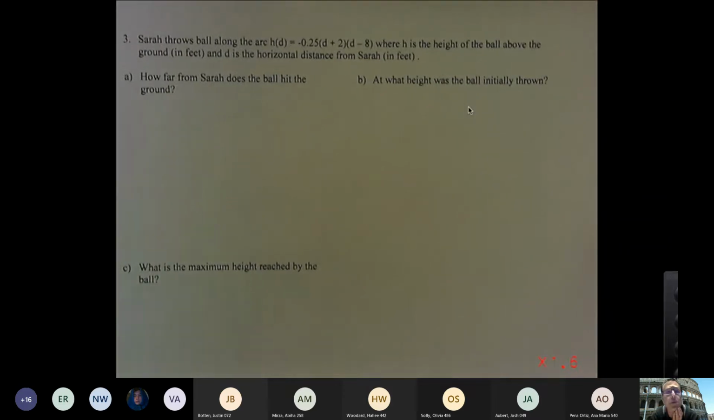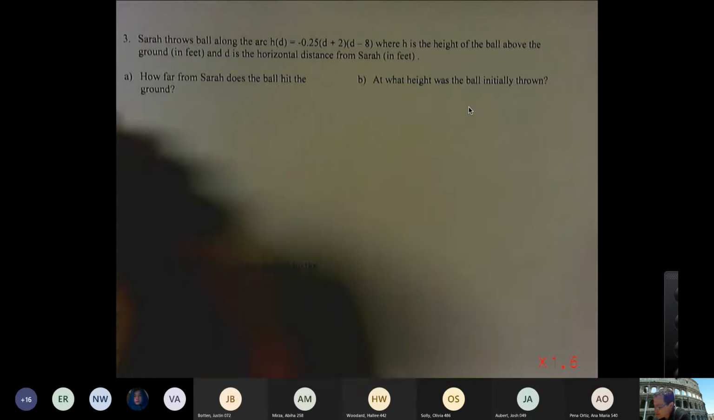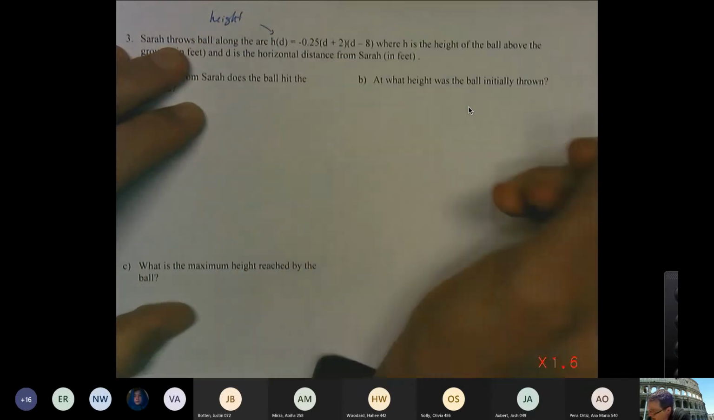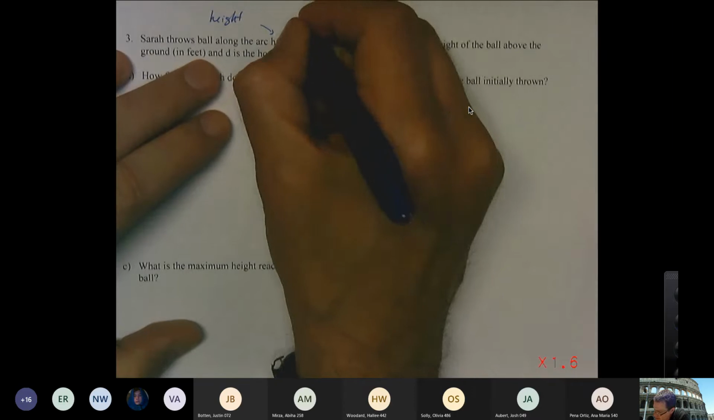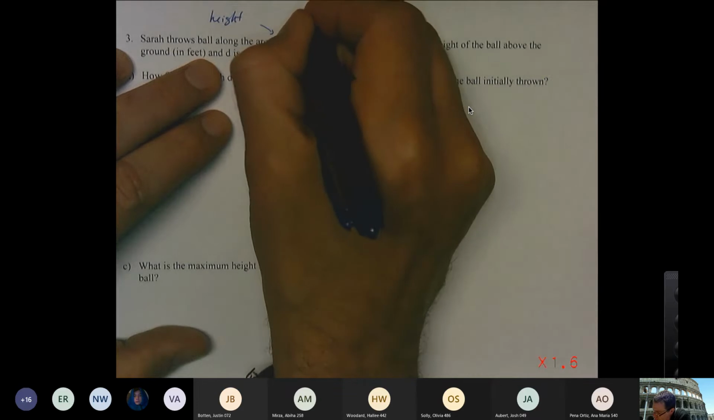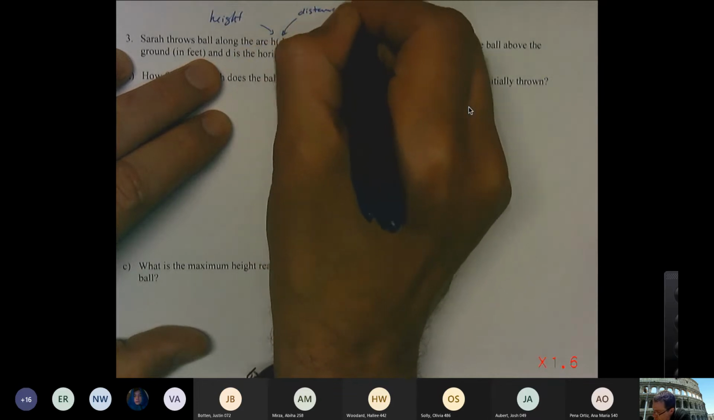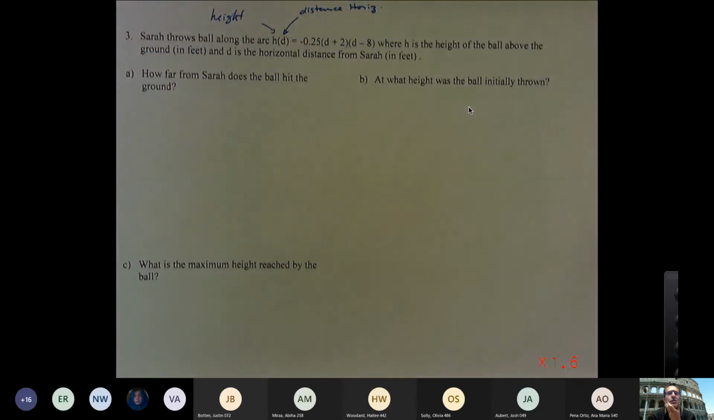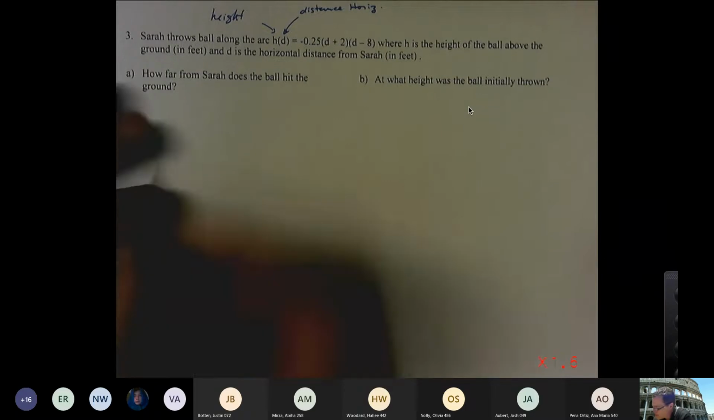So Sarah throws a ball along an arc that's given by h of d. So the function is h, and it probably stands for height. And d is the variable that they're using. And in this case, it stands for horizontal distance. So they're not using x's and they're not using y's, they're using h and d. The function is called h, and the variable we're using is d.